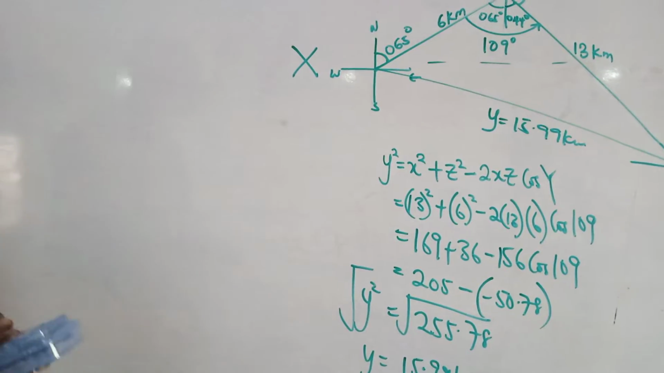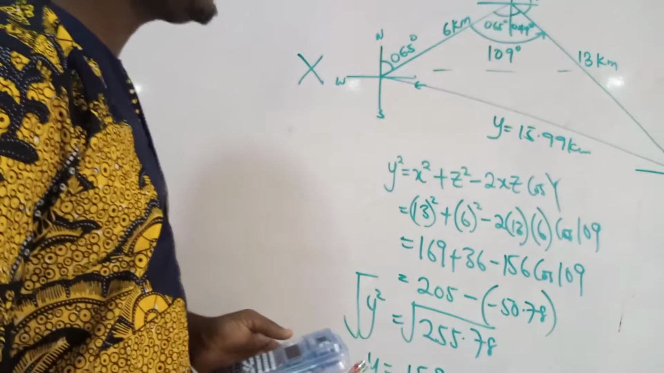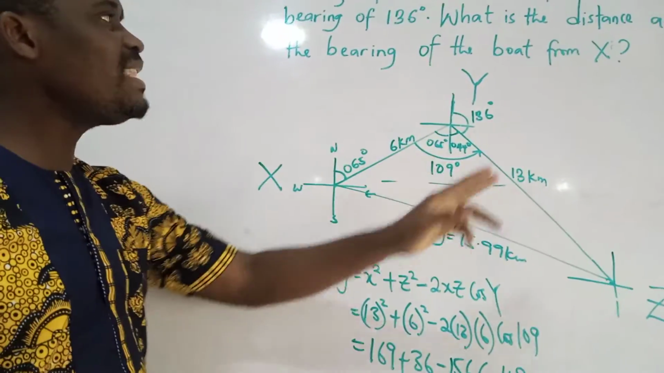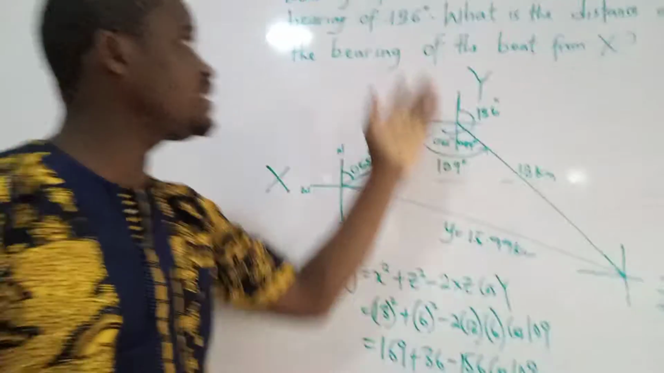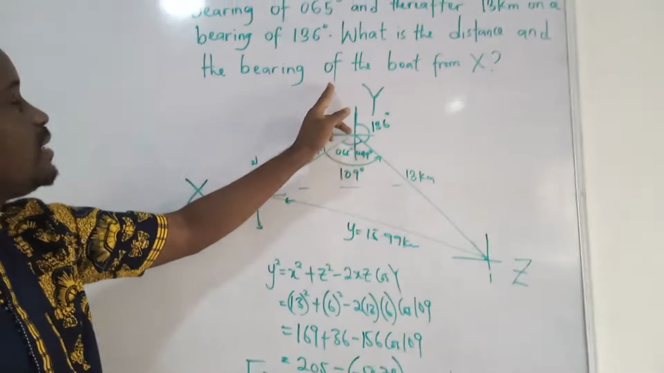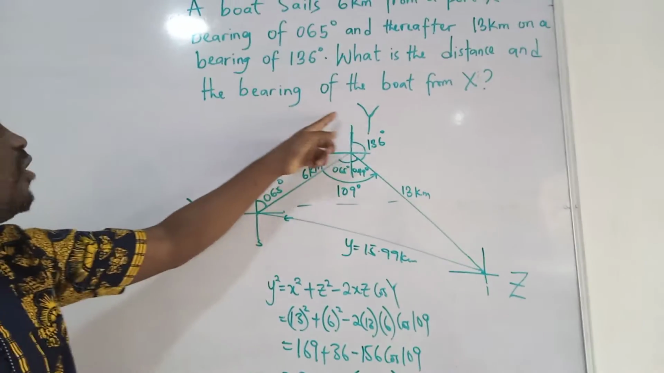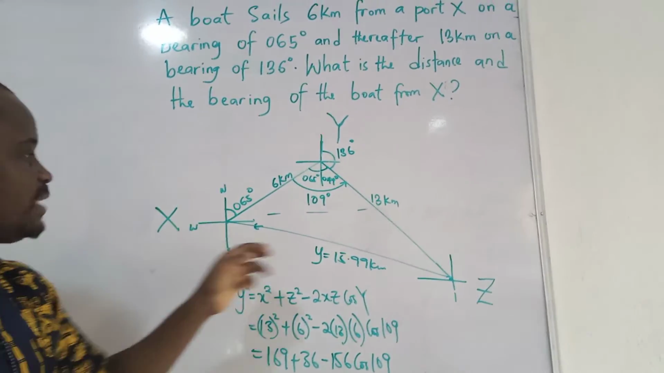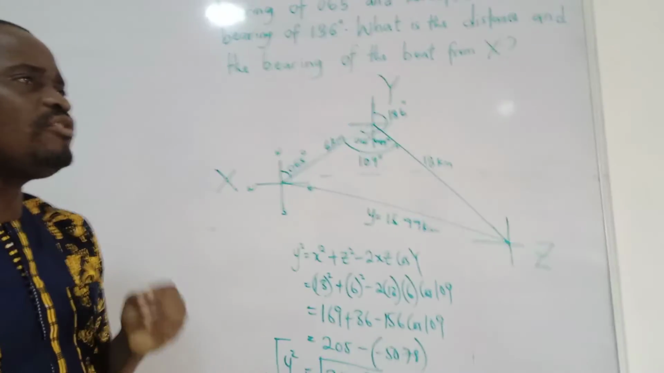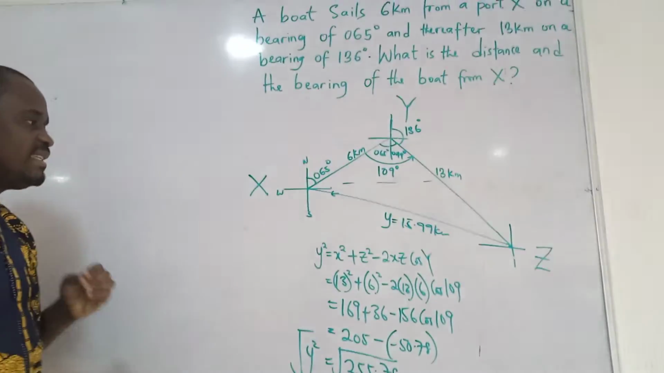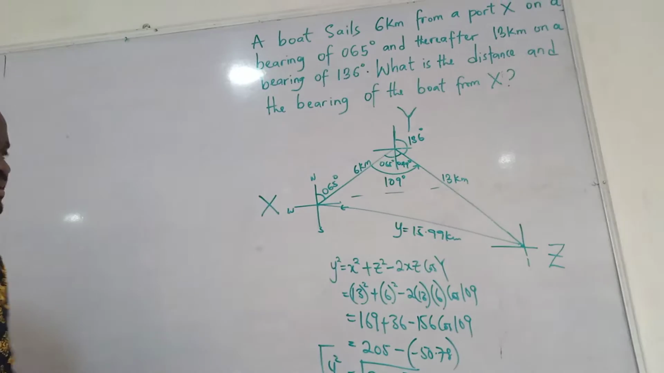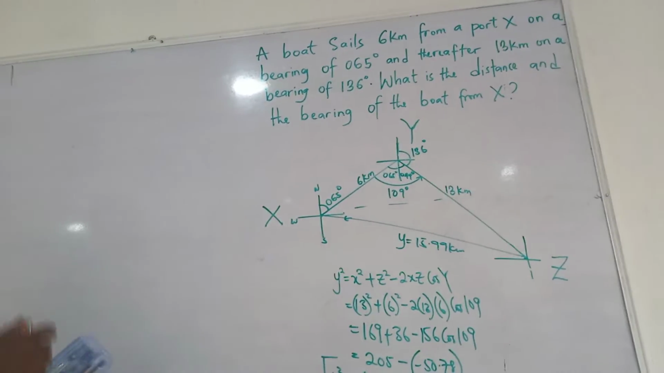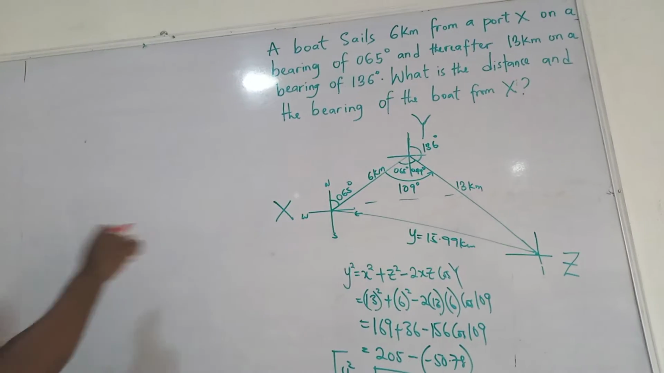So if this is 15.99 kilometers, now coming to the angle, we said that we want to get the bearing of z from x. Whenever they tell you to get the bearing of z from x, because the statement is what's the distance and bearing of the boat from x, it ended at z. So it means that we are going to get the bearing of z from x. When you are told to get the bearing of z from x, it means that the bearing is at x. If you are told to get the bearing of y from z, it means that the bearing is at z.